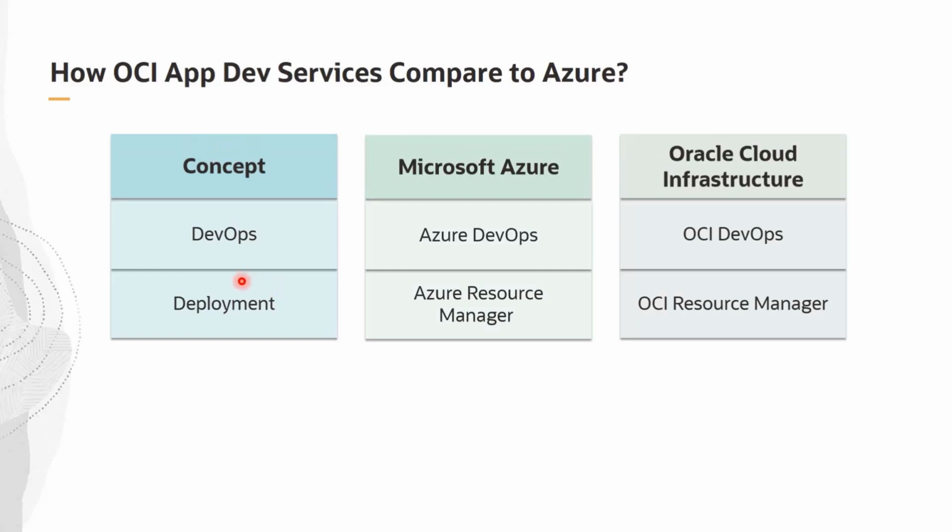In the DevOps space, Azure has Azure DevOps and OCI has OCI DevOps Service, which provides a platform for continuous integration and continuous delivery for developers to simplify and automate the software development lifecycle. Lastly, both the providers also have a deployment service that helps you automate the process of provisioning. Microsoft Azure has Azure Resource Manager, which is also known as ARM, and OCI has OCI Resource Manager. Resource Manager basically uses Terraform to help you provision, configure, and manage Oracle Cloud Infrastructure resources.